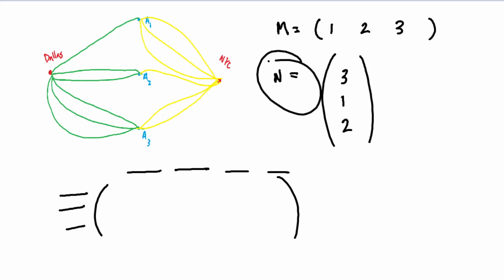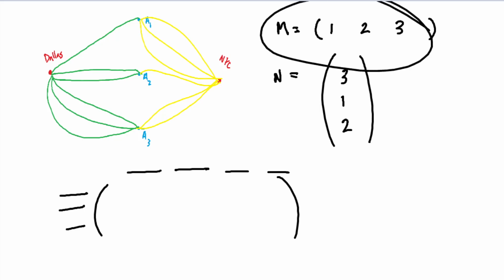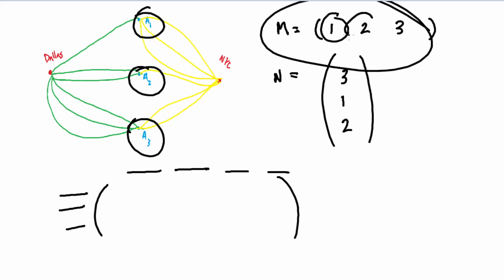So in the case of N, taking that same example, there's only one place. Your end goal is New York City, and so it is a one column matrix. Similarly, with M, you can end up at any of these 3 airports, and as a result, there are a total of 3 different columns right here.